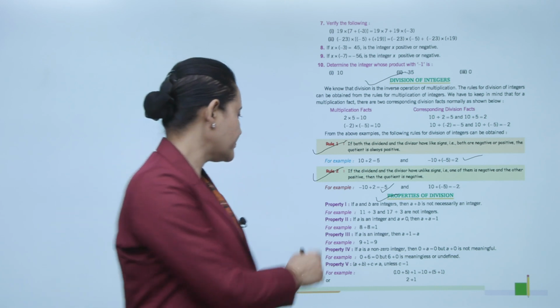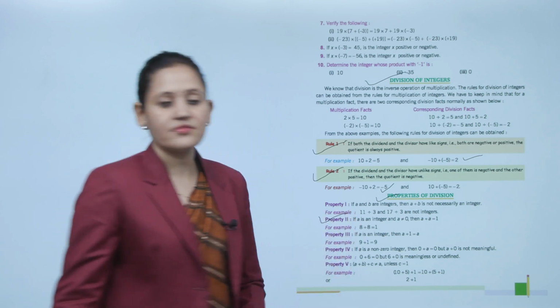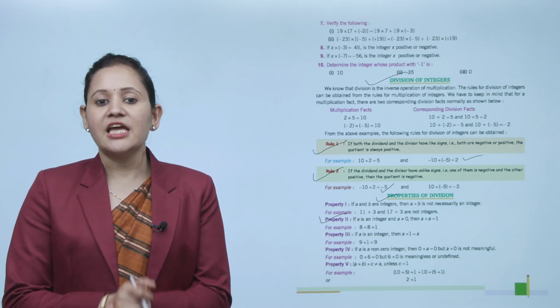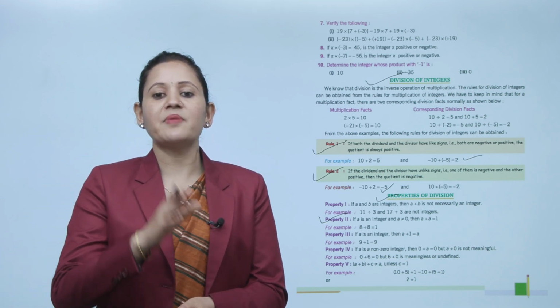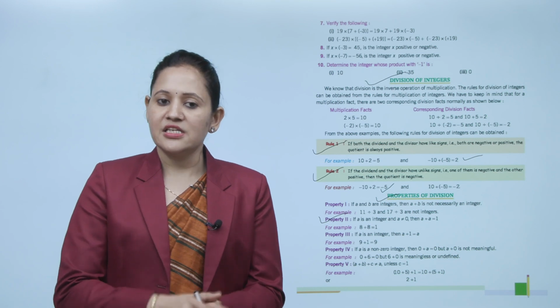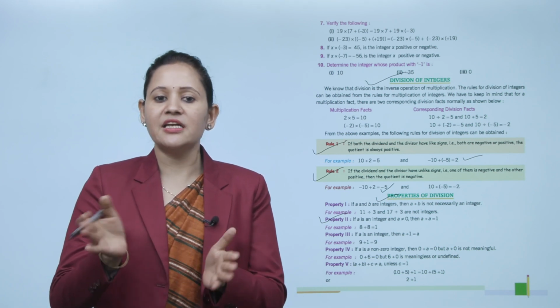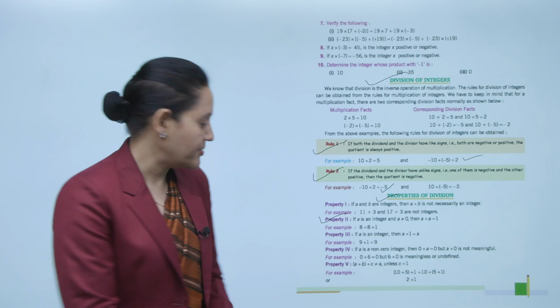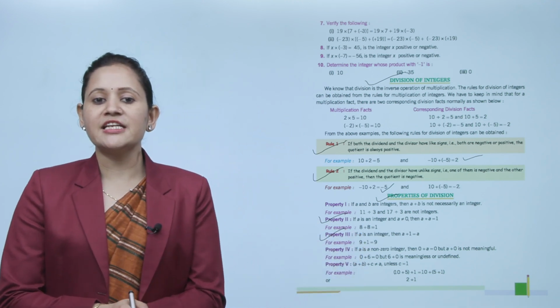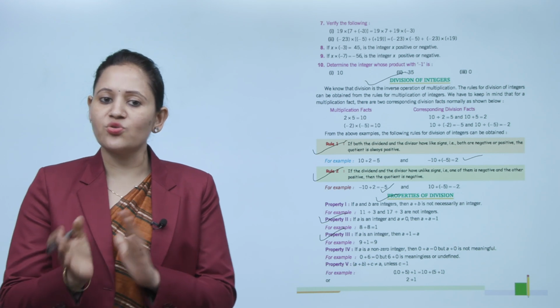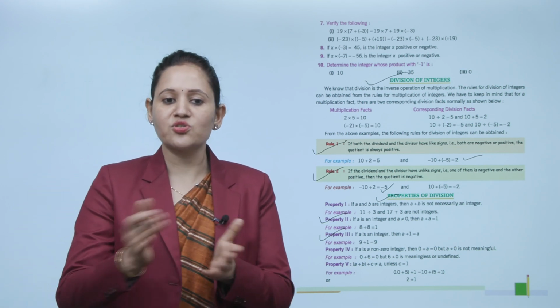Property 2. If A is an integer and A is not equal to 0, then A divided by A is 1. For example, 8 divided by 8 gives you 1. Property 3. If A is an integer, then A divided by 1 gives you A. 9 divided by 1 equals 9.